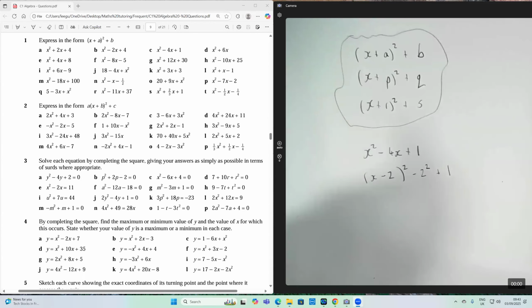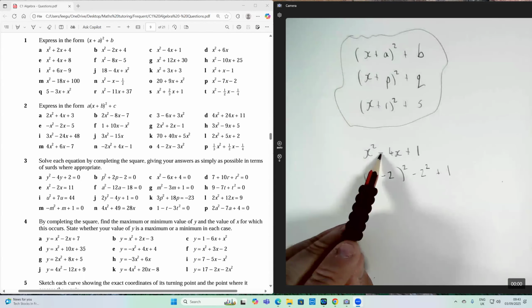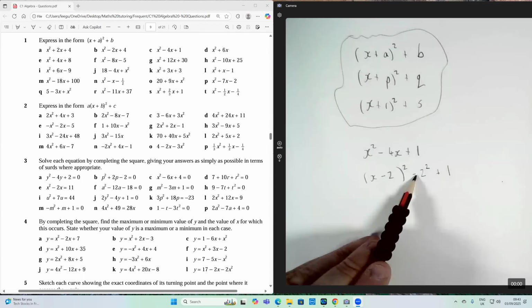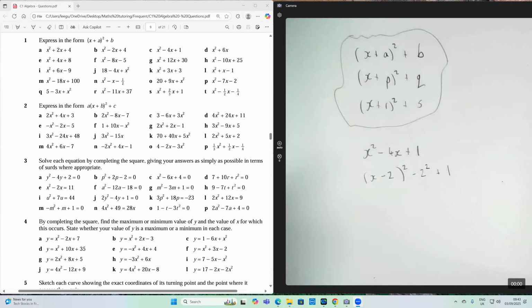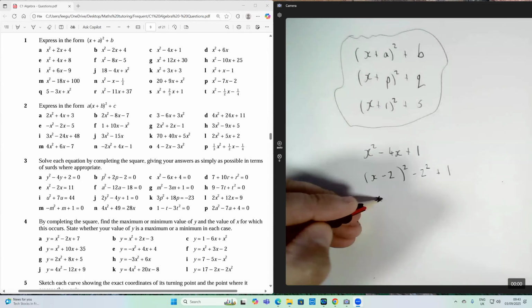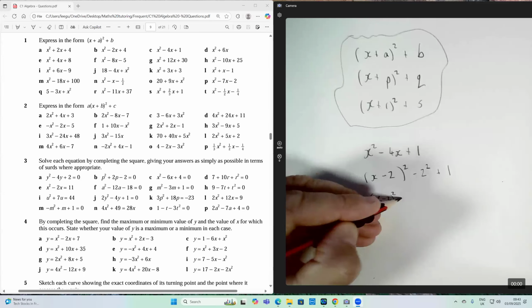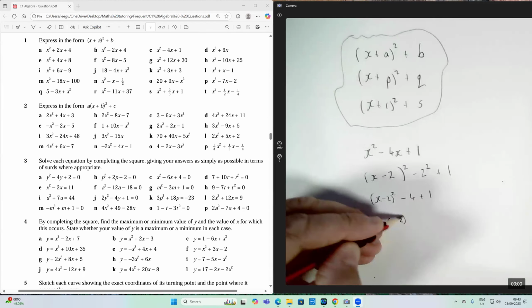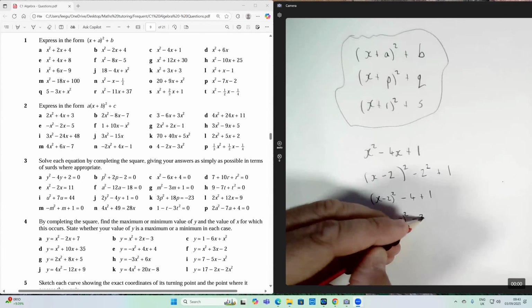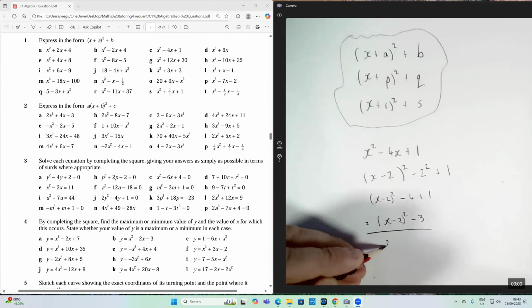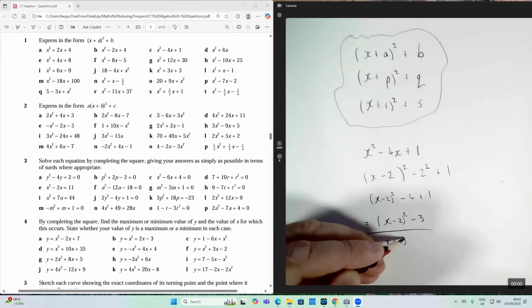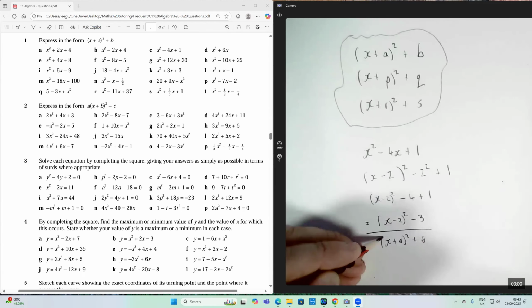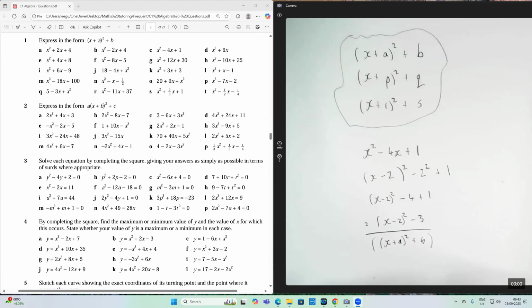Now, it's interesting whether this is a plus or a minus in here. You always take that away squared, okay? So let's work this out. This is x minus 2 squared minus 4 plus 1. So x minus 2 all squared minus 3 is our answer. And you can see how we've written that in the format that is required. You can see how it matches that x add a, add b kind of format. So that's how we actually do it.